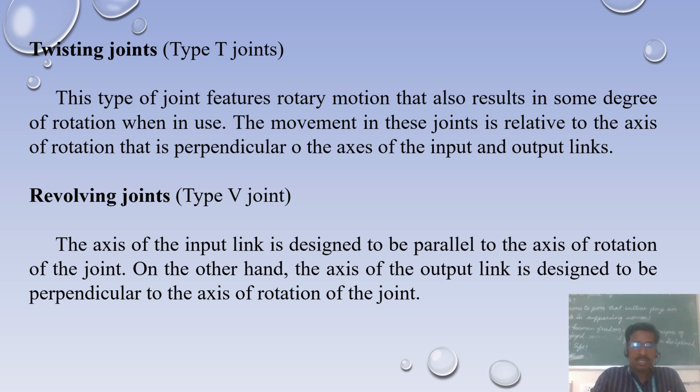Revolving joints, we can call it a V joint. This creates a revolution of a particular end effector in a particular position, designed to be parallel to the axis of rotation of the joint. On the other hand, the axis of the output link is designed to be perpendicular to the axis of rotation of the joint. So these are the various types of joints included in a robotic system to create a rotation, a movement of a particular end effector in all directions.